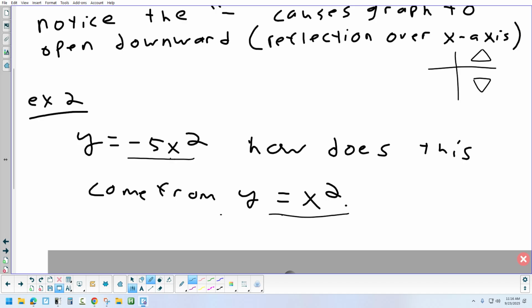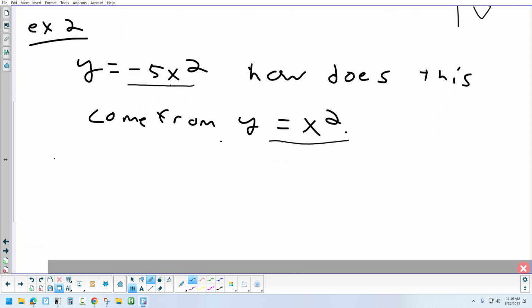What's one thing that you looked at there that's telling you something's happening? Yeah, that's the negative. The negative is doing something. And what's the other thing you looked at? The 5. The negative and the 5 are each doing something. So now what we'll do is describe what they're each doing.